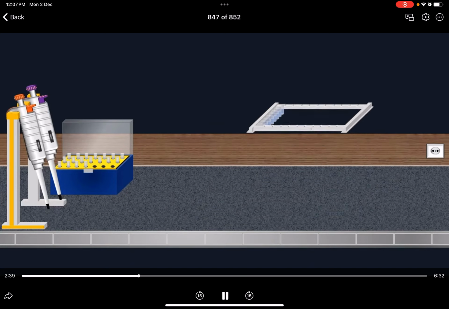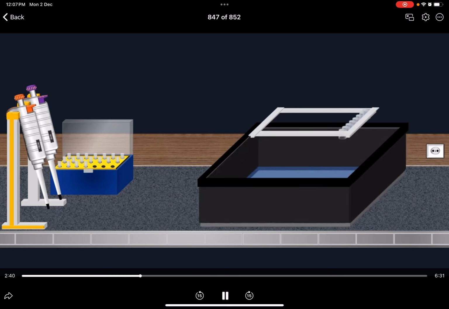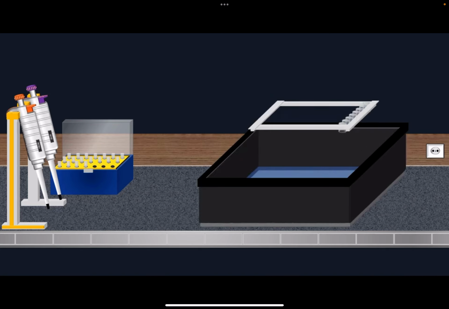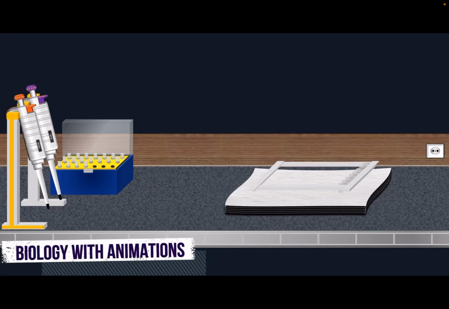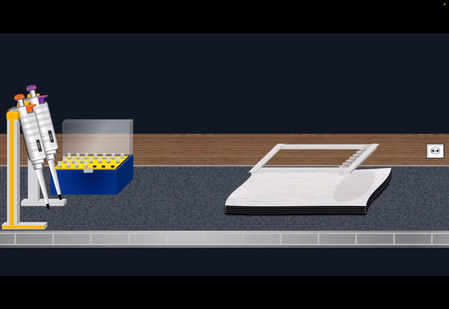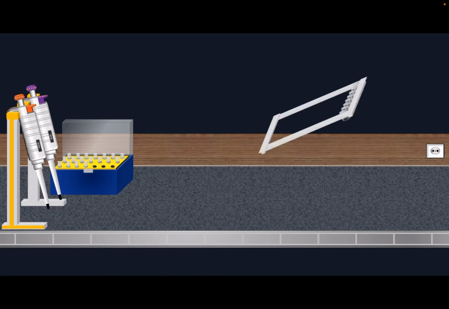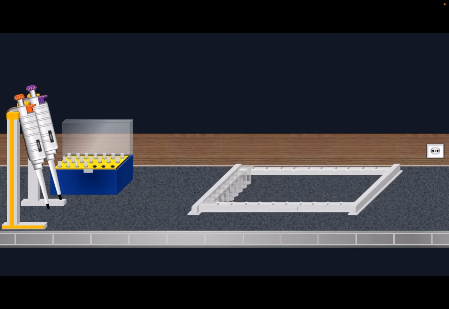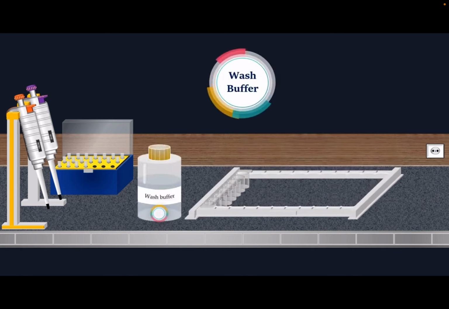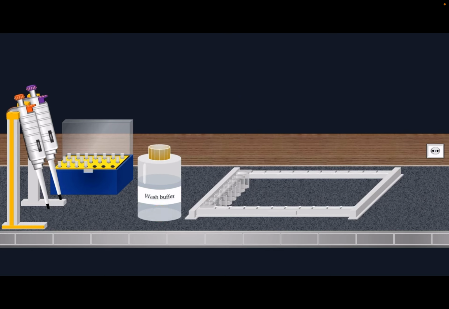Removed. Then the well strip is overturned and tapped to remove the excess antigen solution. Also, an absorbent paper towel is used to ensure the thorough removal of the antigen solution. After the excess antigen solution has been removed, the next step is to wash the wells with a wash buffer.